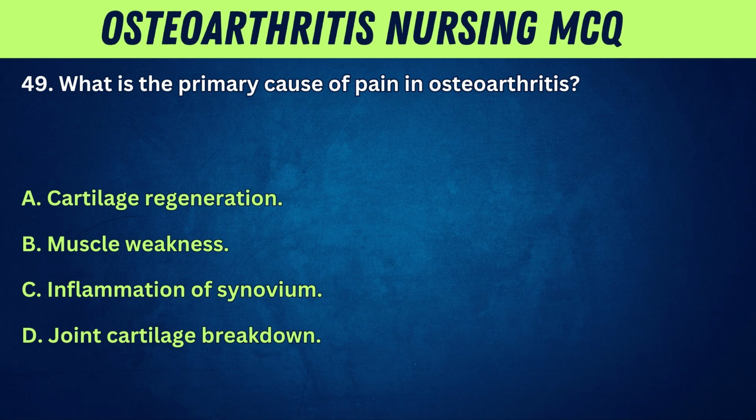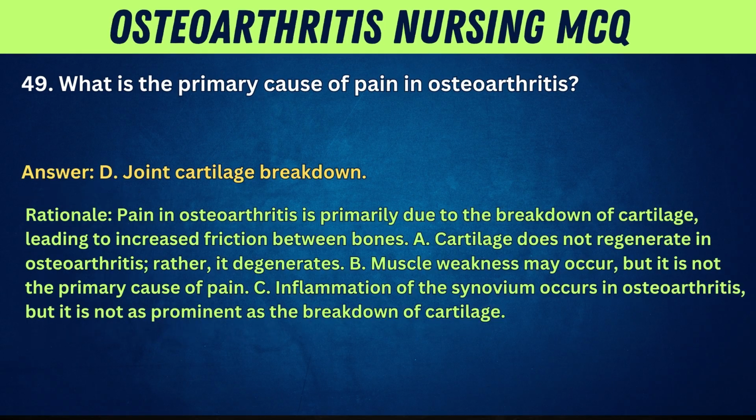49. What is the primary cause of pain in osteoarthritis? A. Cartilage regeneration. B. Muscle weakness. C. Inflammation of synovium. D. Joint cartilage breakdown. Answer: D. Joint cartilage breakdown. Rationale: pain in osteoarthritis is primarily due to the breakdown of cartilage, leading to increased friction between bones. A. Cartilage does not regenerate in osteoarthritis.